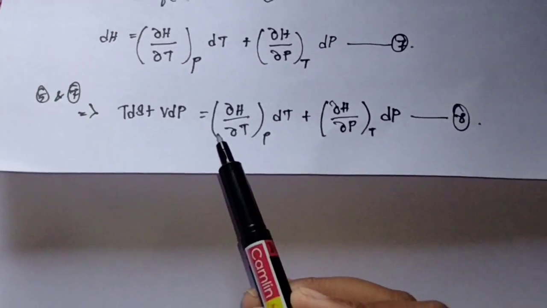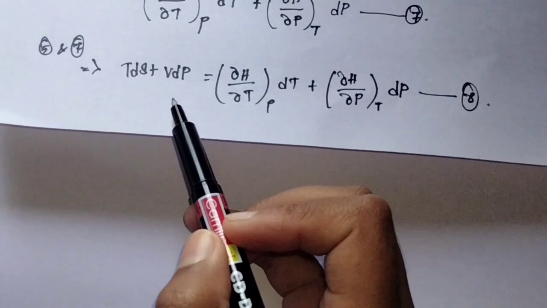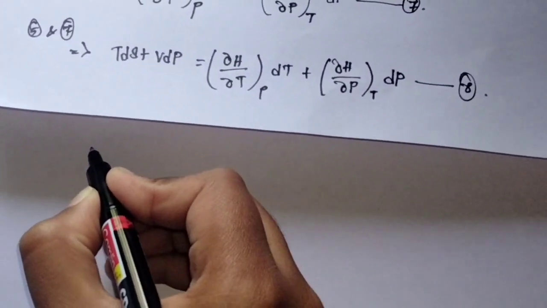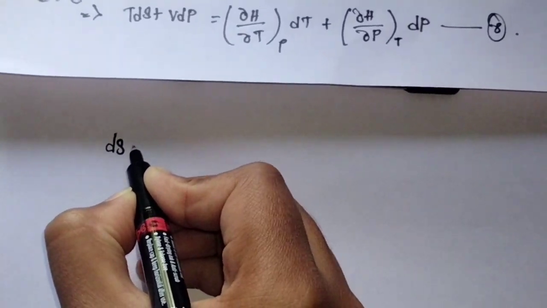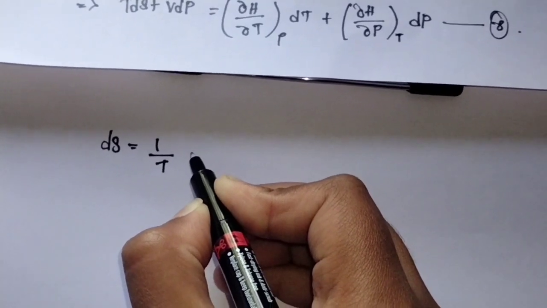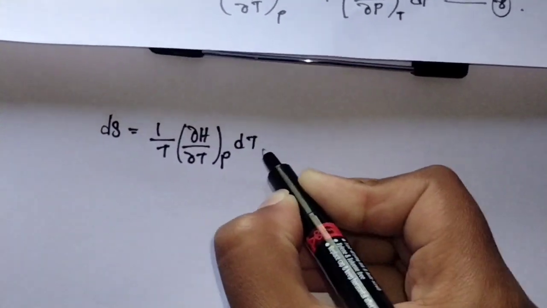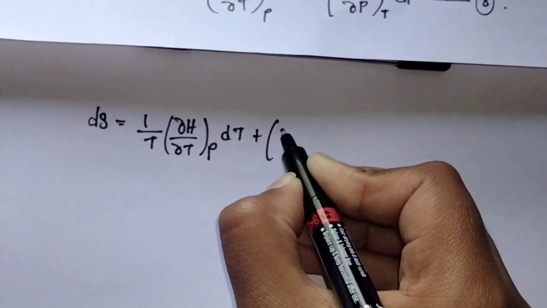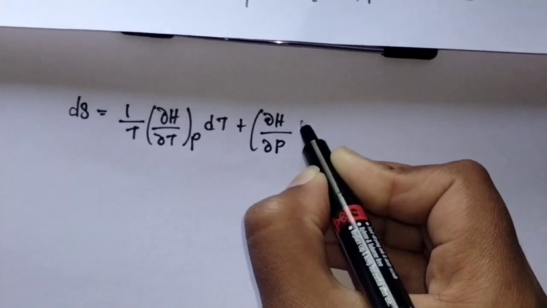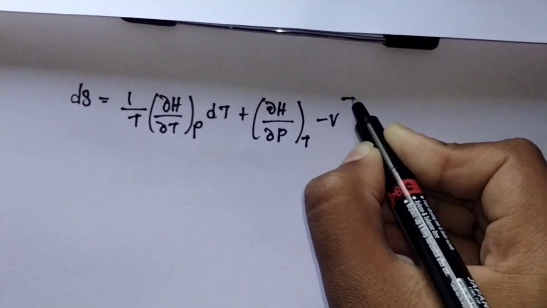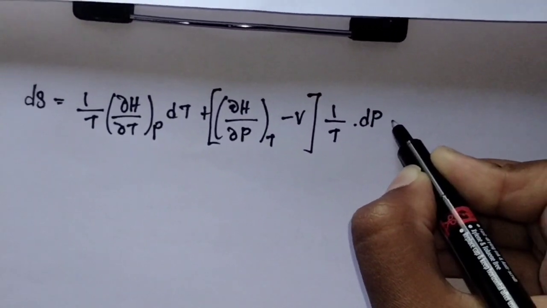Now rearranging the 8th equation, moving V dP from the left hand side to the right hand side, we get dS is equal to 1 by T times (∂H/∂T) at constant pressure times dT plus [(∂H/∂P) at constant temperature minus V] times 1 by T times dP. Take this as equation 9.